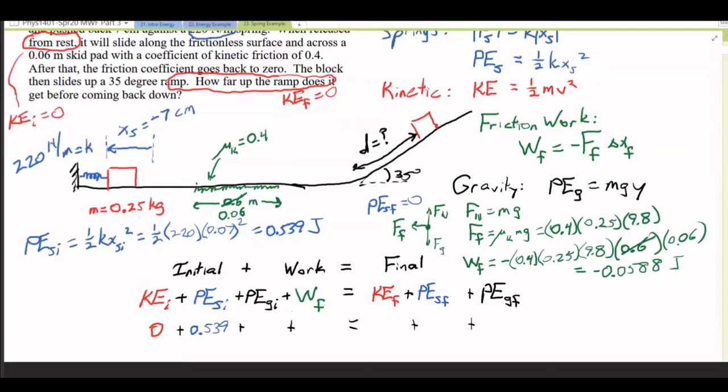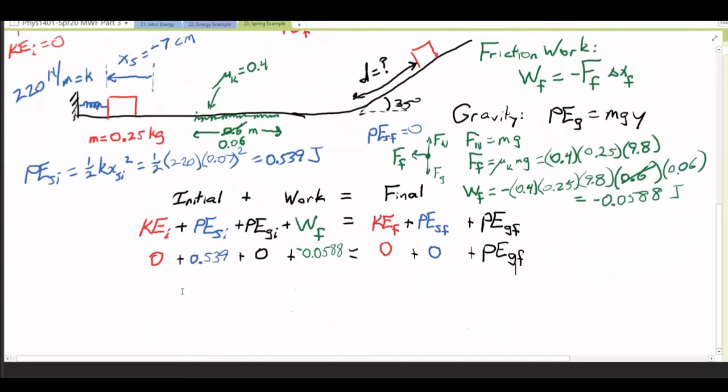0.539 joules. We have no potential energy due to gravity initially. We'll call the beginning y equals 0. And we have work due to friction of minus 0.0588. At the end, at the top, we have 0 kinetic energy. We have 0 spring energy. And the thing we're going to get out of this is the final gravitational potential energy. So that's going to stay in the equation as a symbol.